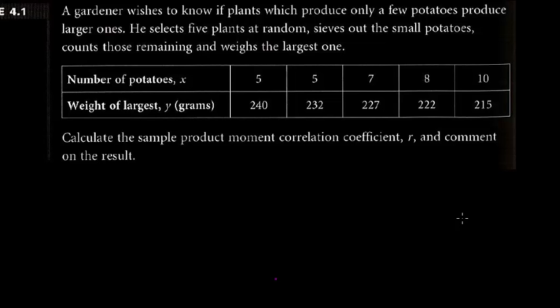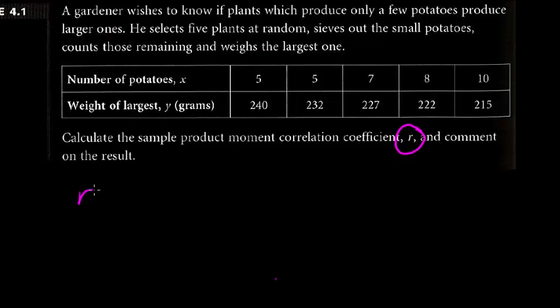A gardener wishes to know if plants which produce only a few potatoes produce larger ones. He selects 5 plants at random, sieves out the small potatoes, counts those remaining, and weighs the largest ones. So, 5 potatoes weigh to the largest 240, and so on and so forth, the table's there. Calculate the sample product moment correlation coefficient, r, and comment on the results.